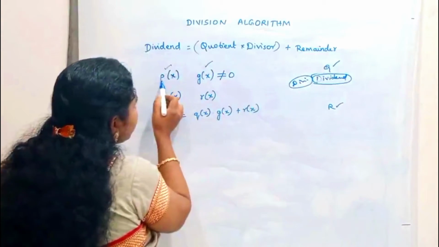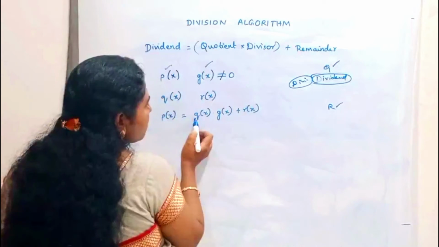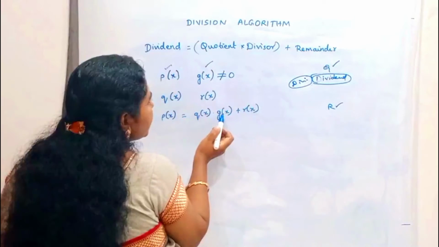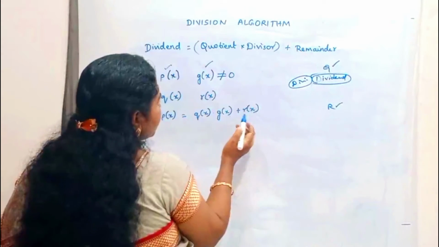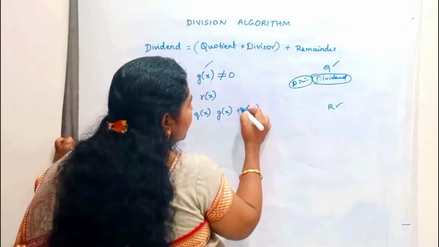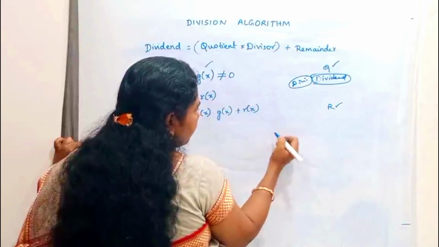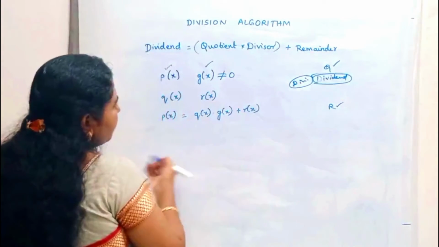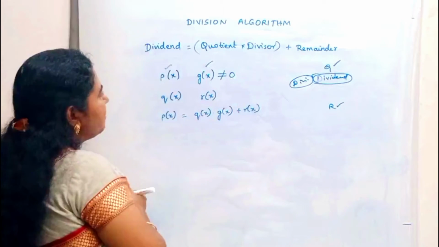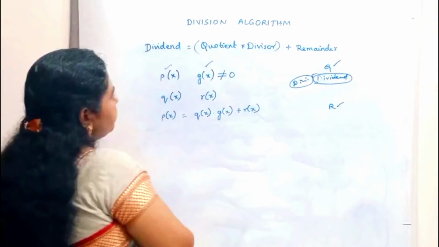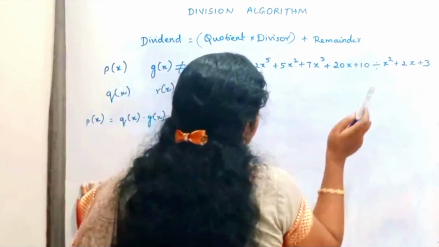So here the dividend is p of x. It is equal to the quotient, which is q of x, into divisor, it is nothing but g of x, plus remainder, it is r of x. So here this r of x is the remainder. It can be 0 or we may get some value. That we can see about the powers and all. So now this is the division algorithm. Now we can learn this algorithm with the help of this example.